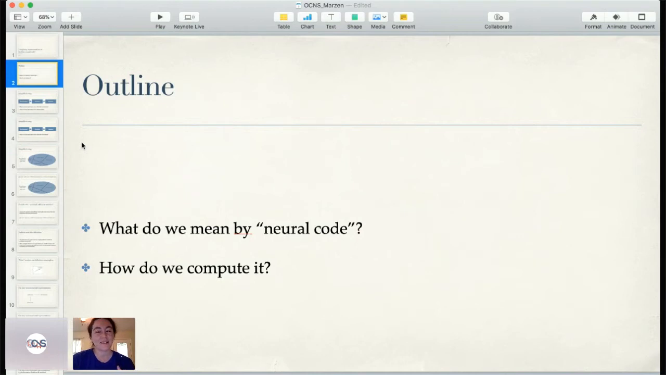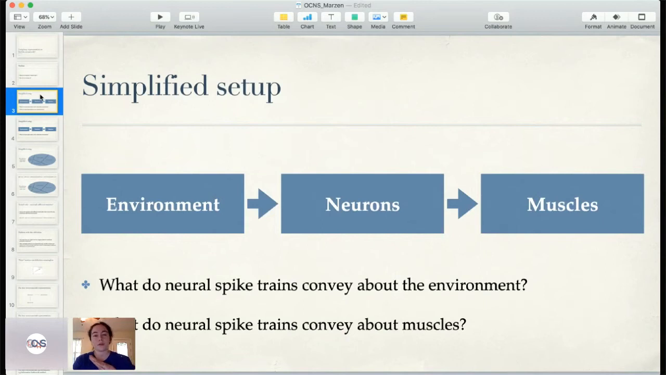Yeah, so the outline of this talk is first I'm going to try to set up the problem in a way such that the information bottleneck seems like a natural way of solving the issue. So that means talking about what I mean by neural code. And then I'm going to tell you about the less fundamental question, but still really hard, which is how you actually compute stuff. So I'm going to start with a very, very simplified setup of how we might start to talk about something that looks like neural code.